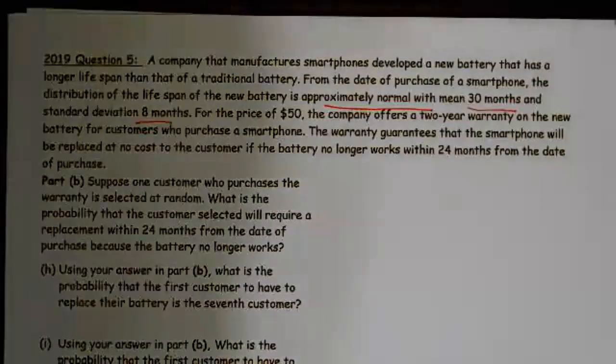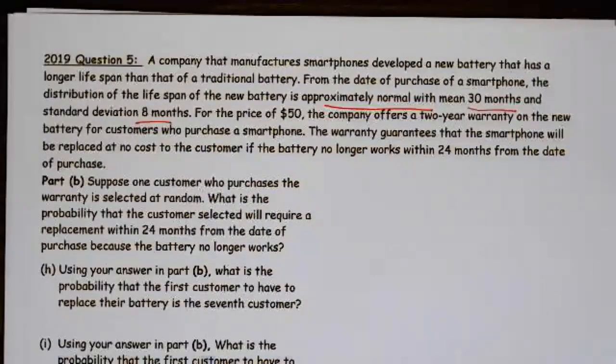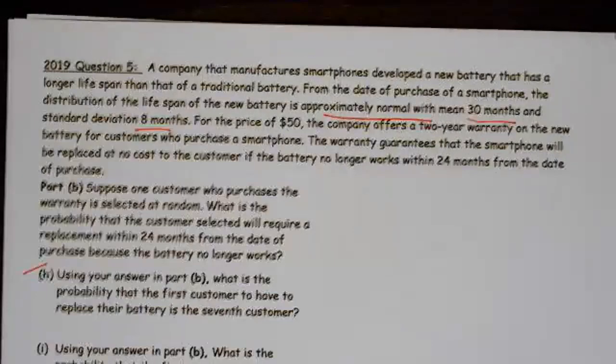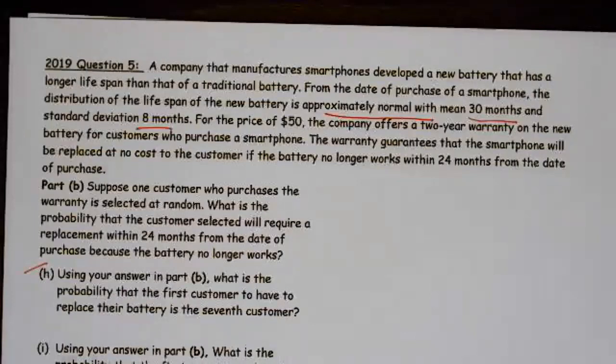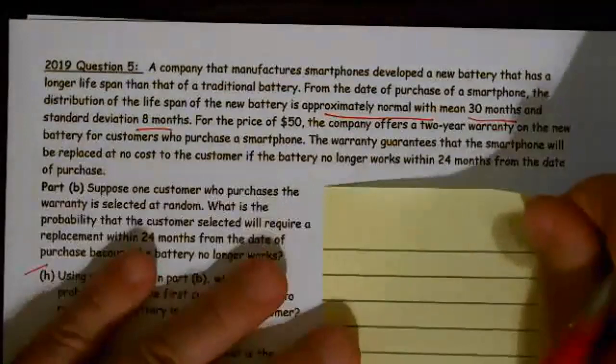All right, we've done part B a couple times, but because it ties directly into this next part, I'm going to rework it again. So if you want to skip ahead till we start part H, that's fine. So part B: one customer who purchases the warranty is selected at random. What's the probability the customer selected will require replacement within 24 months?